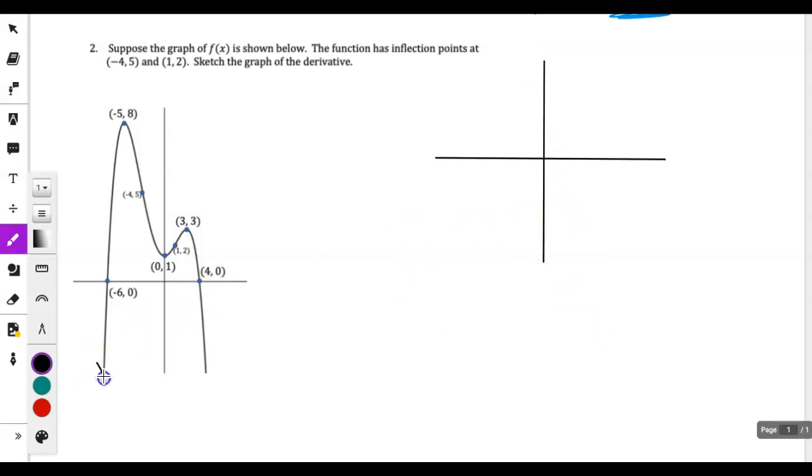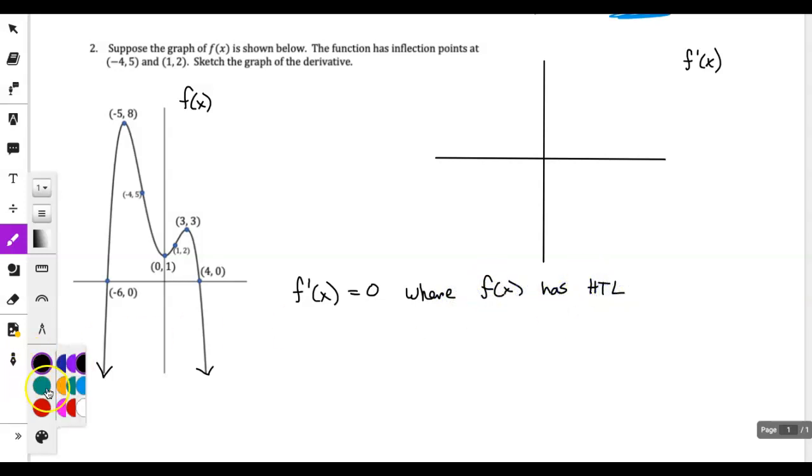All right, first of all, let's put some arrows here because that's just kind of assumed. So let's first figure out where the graph of the derivative is going to be equal to 0. The graph of the derivative is equal to 0 where the original has horizontal tangent lines. All right, so let's find those.